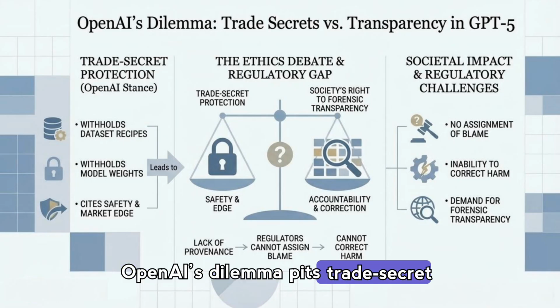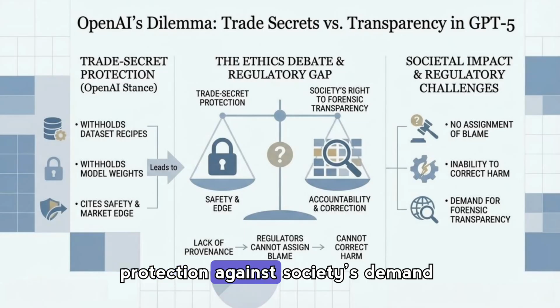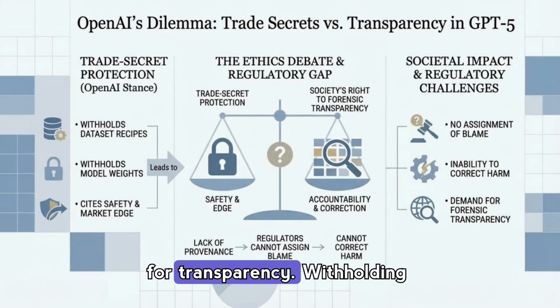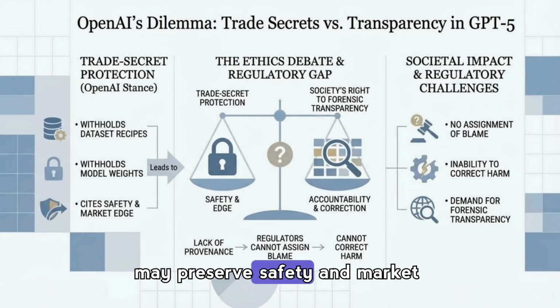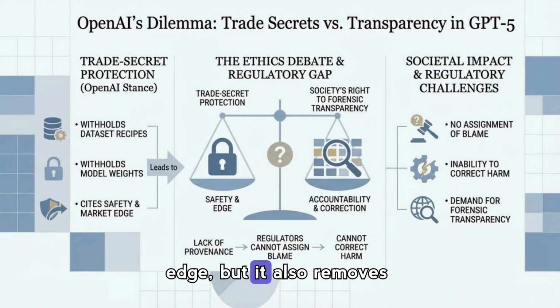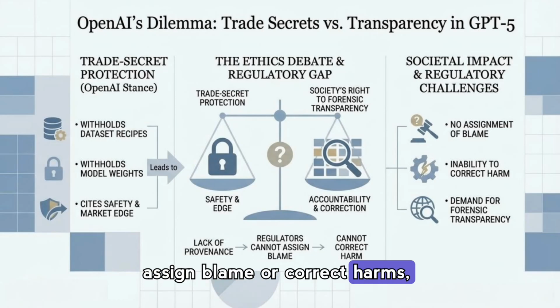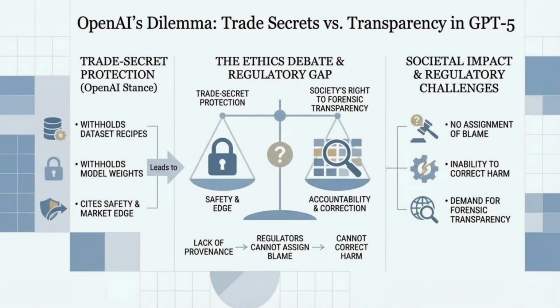OpenAI's dilemma pits trade secret protection against society's demand for transparency. Withholding dataset recipes and model weights may preserve safety and market edge, but it also removes provenance regulators need to assign blame or correct harms, creating a gap between corporate secrecy and the public's right to forensic transparency and accountability.